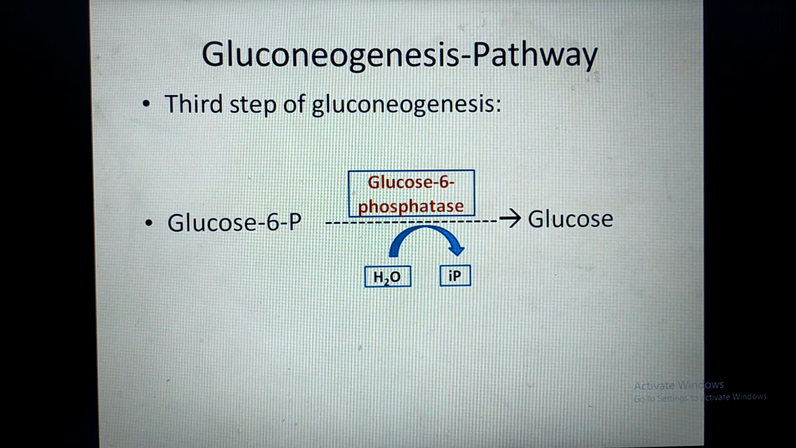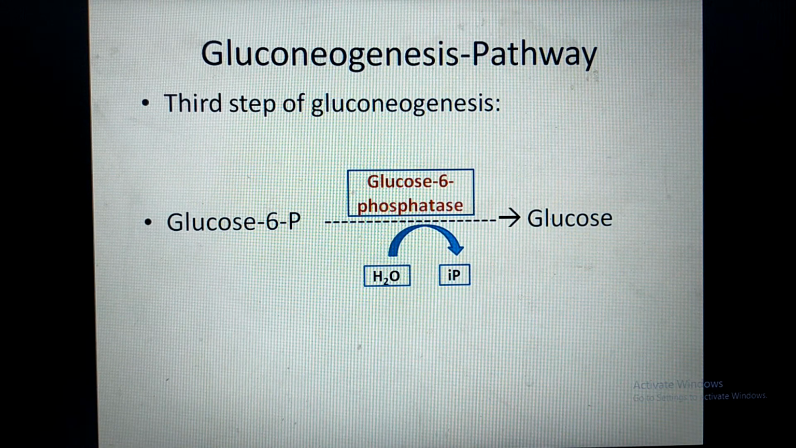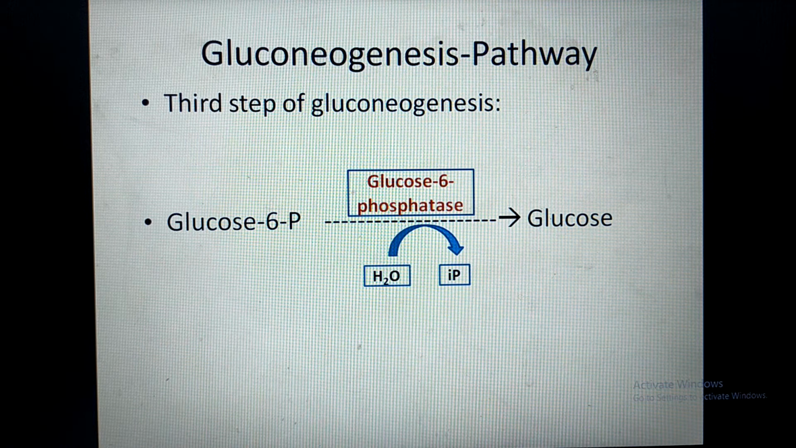The third step of gluconeogenesis is conversion of glucose 6-phosphate to glucose with the help of the enzyme glucose 6-phosphatase, which again causes hydrolysis of the ester bond of glucose 6-phosphate to free glucose with the help of water, and again the phosphate is removed in the form of inorganic phosphate. Now the importance of this glucose 6-phosphatase is that it is mainly found in the liver.